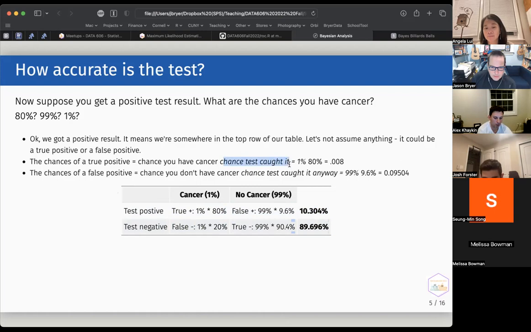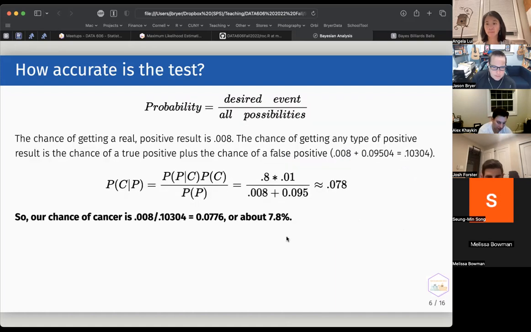and the chance the test caught it, which is 1% times 80% or 0.08, right? And the chance of a false positive equals the chance you don't have cancer and it caught it anyway, right, which is the product of that, which is the 0.09. So then, that result ends up being about 10.3.